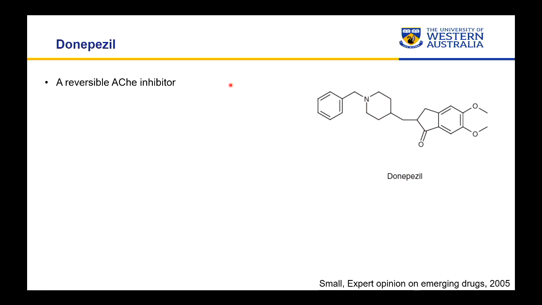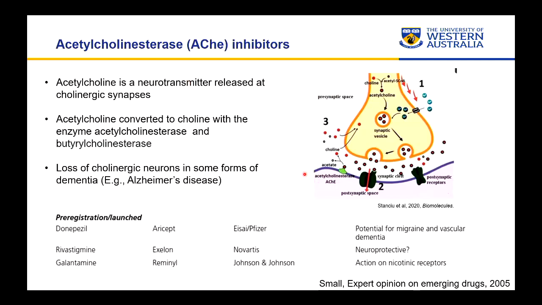So the first one is donepezil. I'm probably pronouncing it completely wrong. This is its structure here, but this is a reversible acetylcholine esterase inhibitor. So it's inhibiting this enzyme that breaks down acetylcholine, okay? So if you inhibit the enzyme that breaks down acetylcholine, there's going to be more acetylcholine present in the synapse because it's not getting broken down, okay?